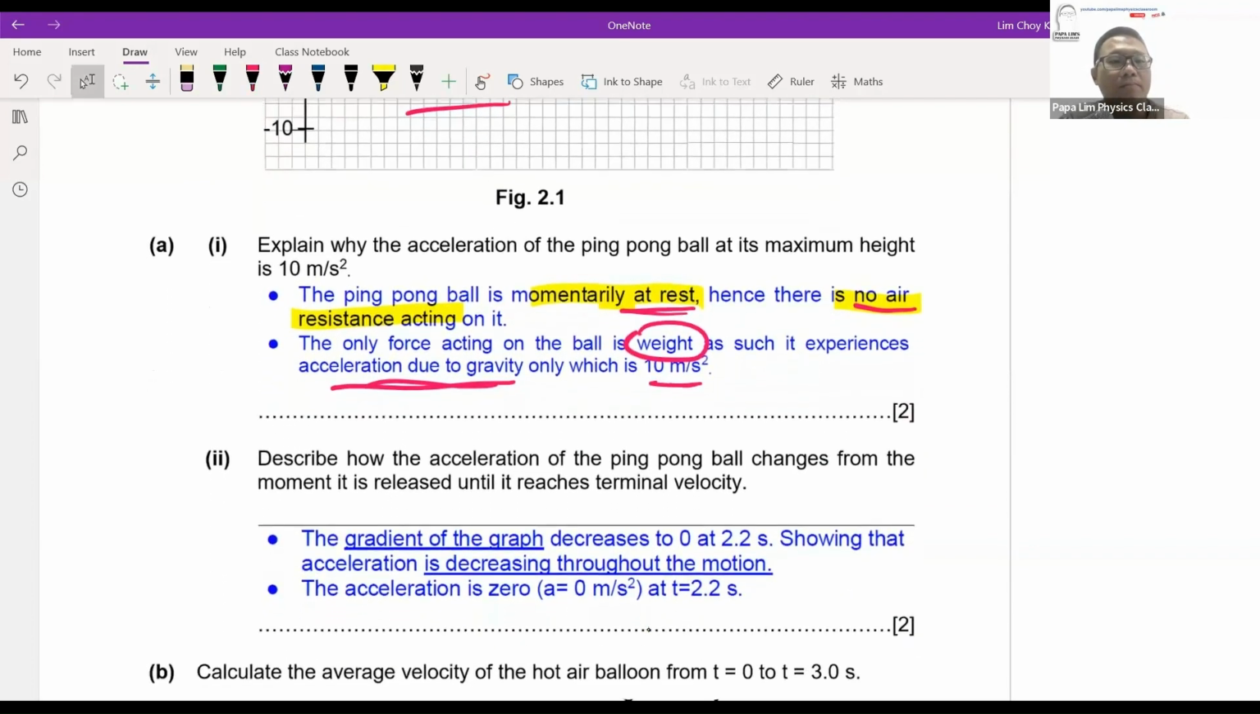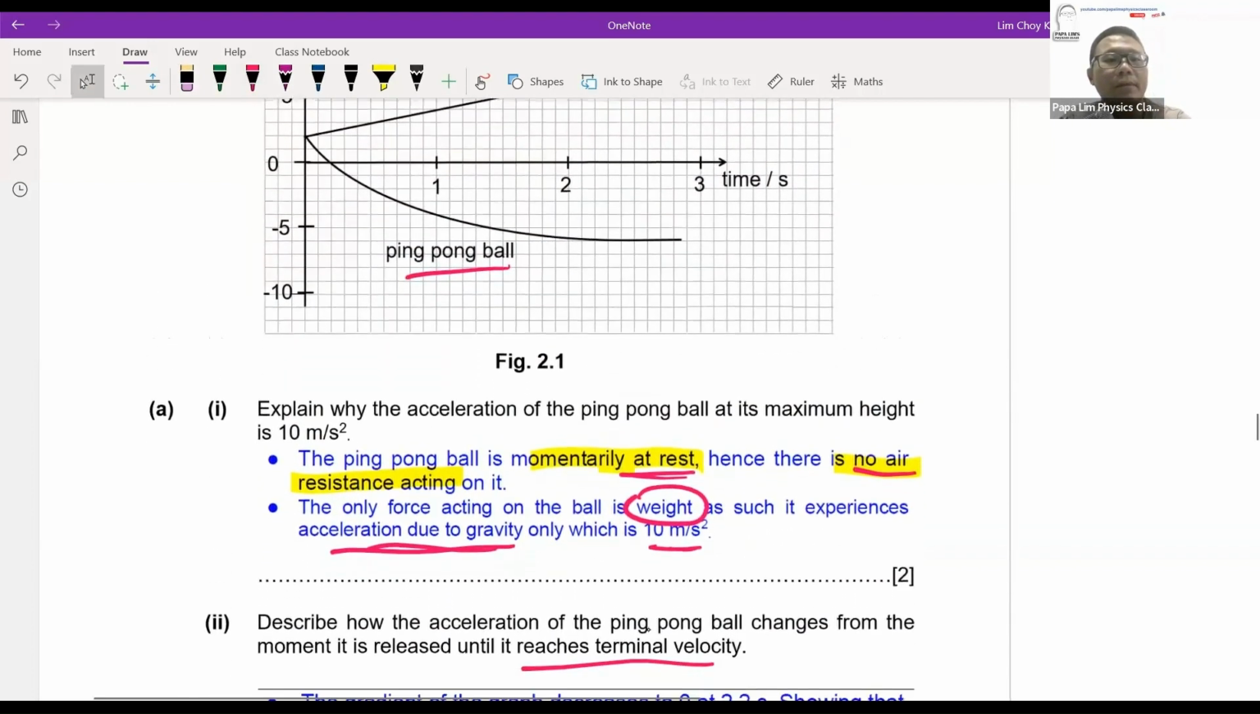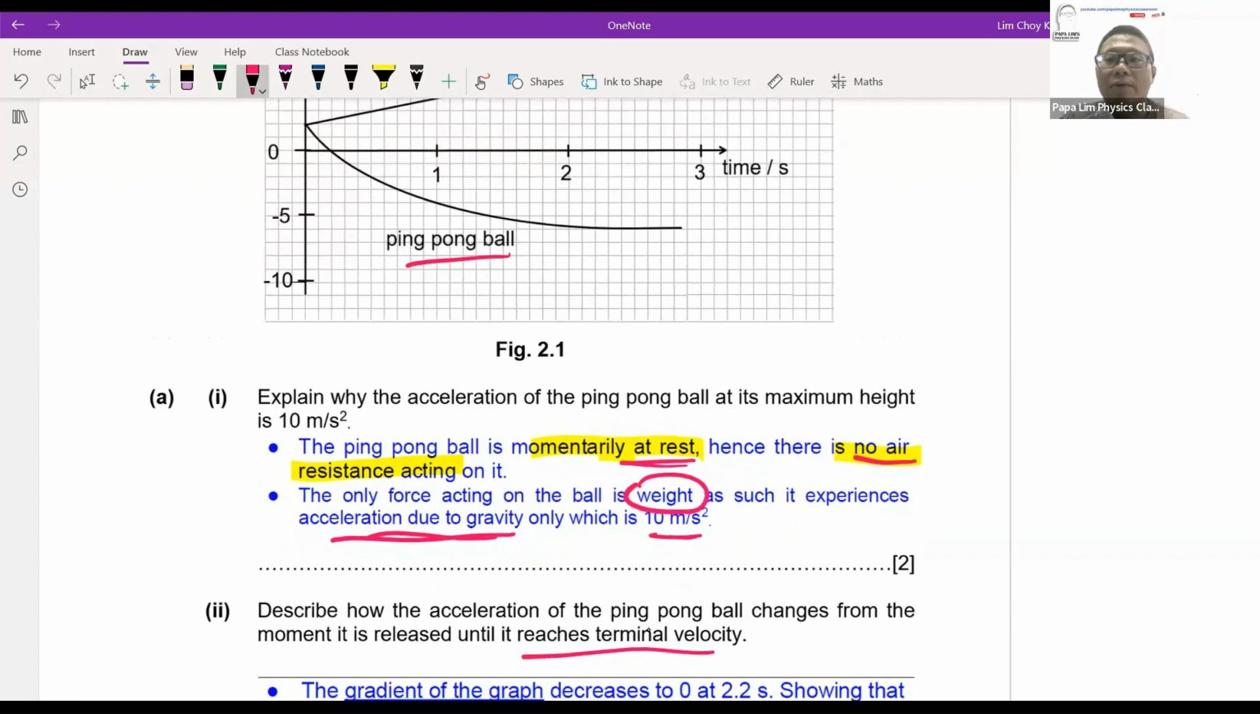Okay, so now part 2 asks how is the change. Describe the change until it reaches terminal velocity. Like what I mentioned, based on the graph, we are looking at the gradient of the graph, because this is a velocity time graph, where the gradient will dictate the acceleration. So you'll find that the gradient of the line is getting gentler and gentler, and eventually it becomes a horizontal plateau line. Which tells us that the gradient of the line is decreasing until it becomes a plateau, whereby the gradient is 0.